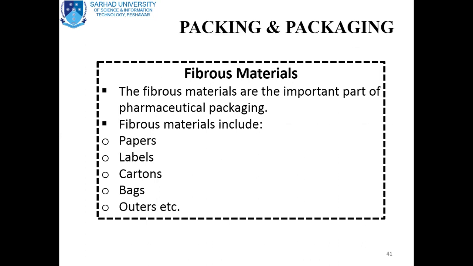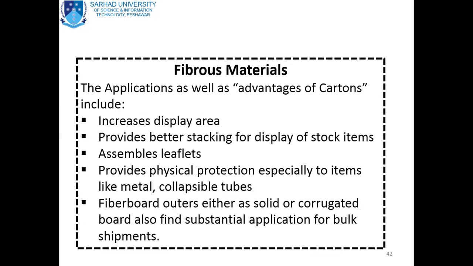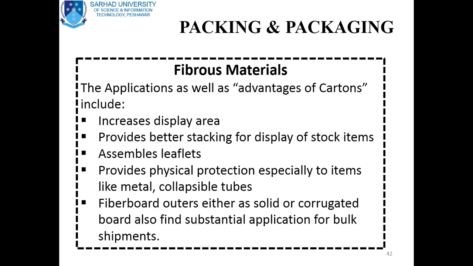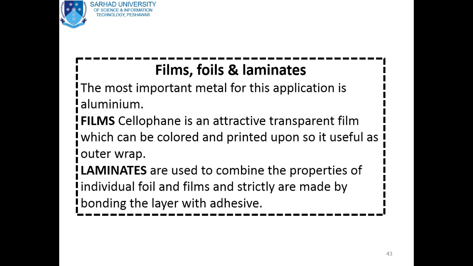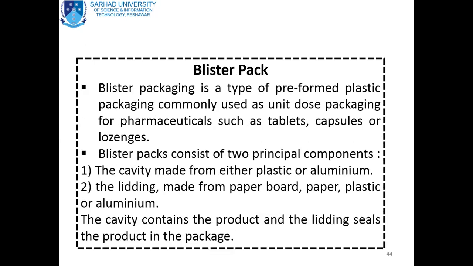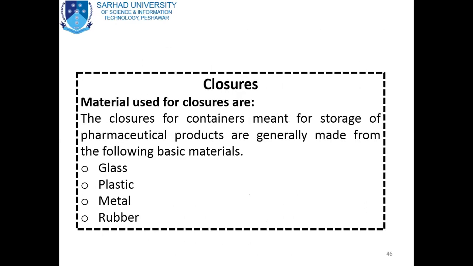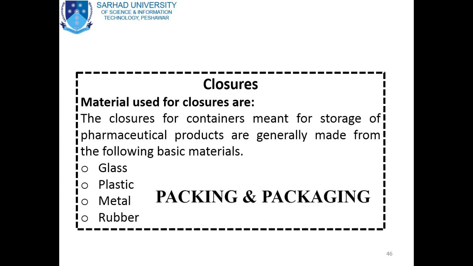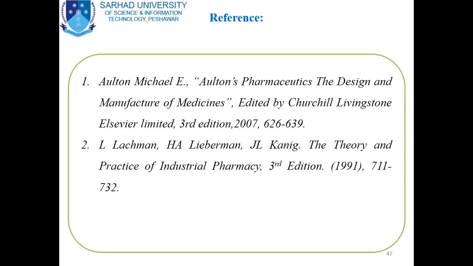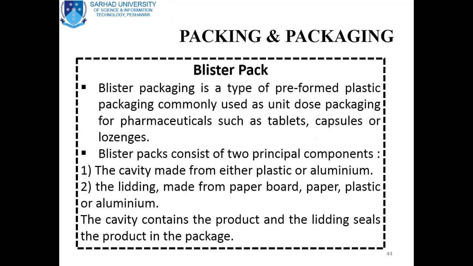Fibrous material, what is meant by fibrous material, and fibrous material examples, and advantages of cotton, which is one of the fibrous materials, and foils and laminates, blister pack, closure, and the importance of closure, and the material used for the closure. We have also discussed the blister pack as well here. It's important.